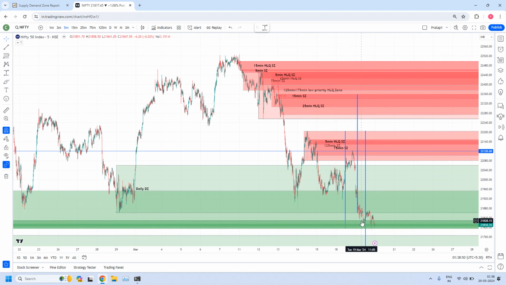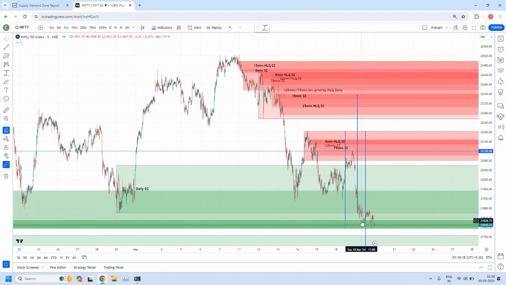Because this daily demand zone is violated, the daily trend is changed to sideways. Okay, what will happen if the daily trend is changed to sideways? Because the daily trend is changed to sideways due to demand zone violation, now from the supply side, counter trend trade setups will be enabled. So shorts will be enabled for the first counter trend trade setup.